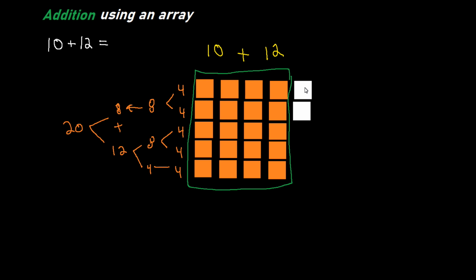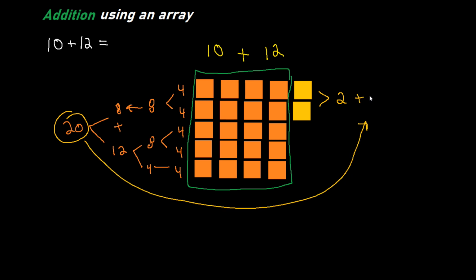Now we have 2 more that we need to count. So we can add the 2 more that we have here, which is the 1, 2. We have 2 here, plus the 20 that we have from this group. So it'll be 20 plus 2, and this will give us 22. So our answer is 22. 10 plus 12 is 22.